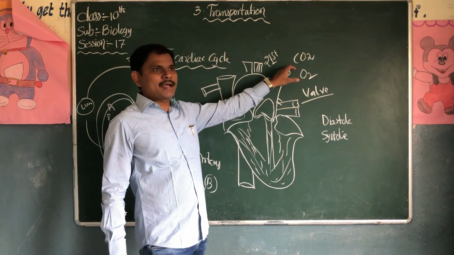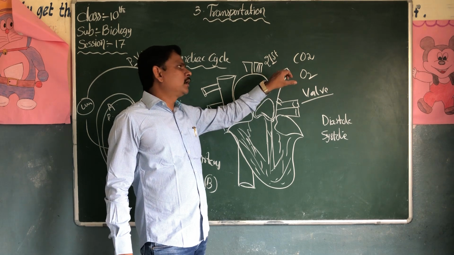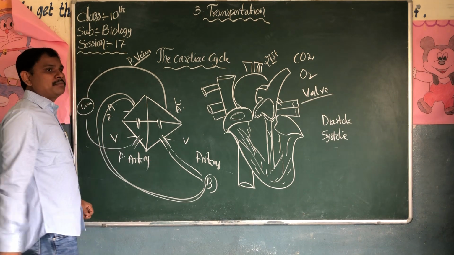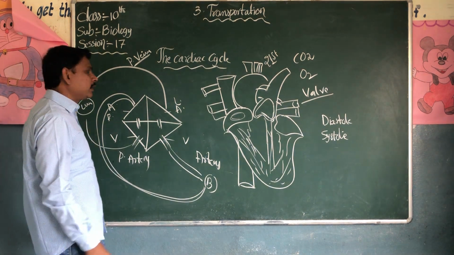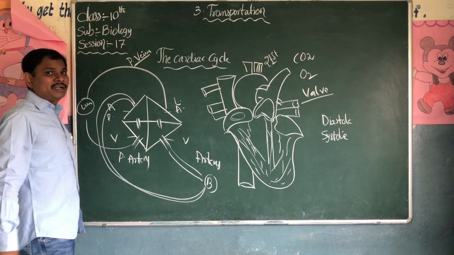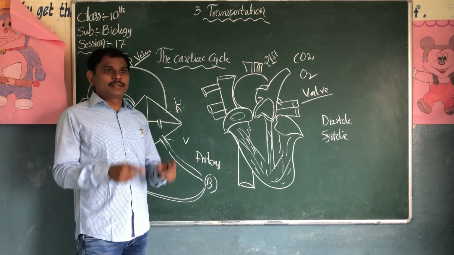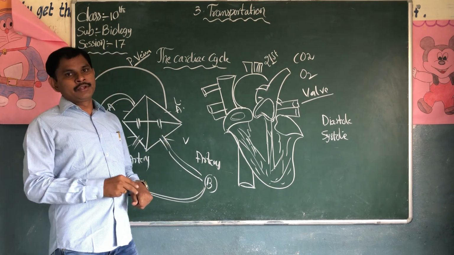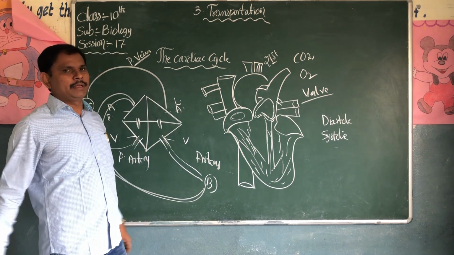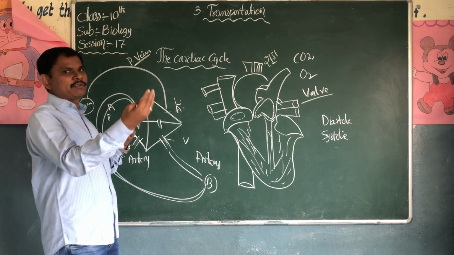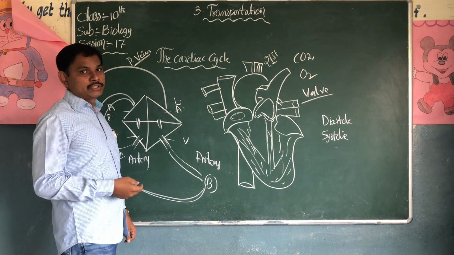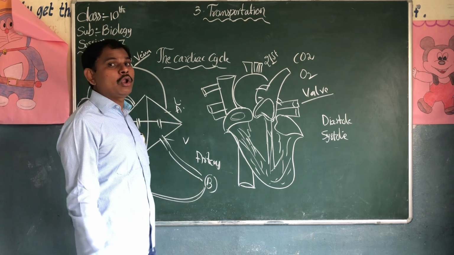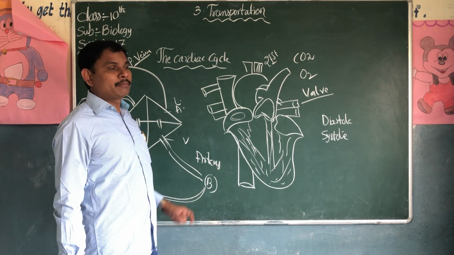Deoxygenated blood has carbon dioxide. Oxygenated blood has oxygen in the blood. How will this deoxygenated blood be converted into oxygenated blood in the lungs? We already discussed this in the second lesson: the gas exchange between the alveoli and blood capillaries. When the blood is flowing through the blood capillaries, the high concentration of oxygen enters the blood to form oxyhemoglobin with hemoglobin. Remember that.